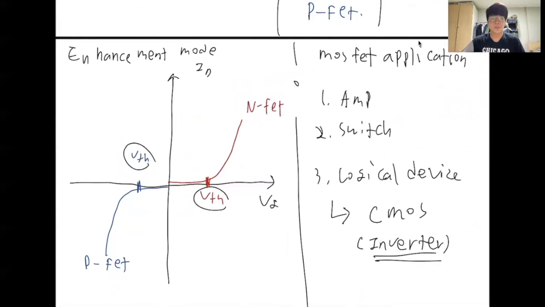Using the MOSFET, we can make amplifiers and switches. Also, it is used for logic devices for memories or calculators, using CMOS, the combination of NMOS and PMOS.